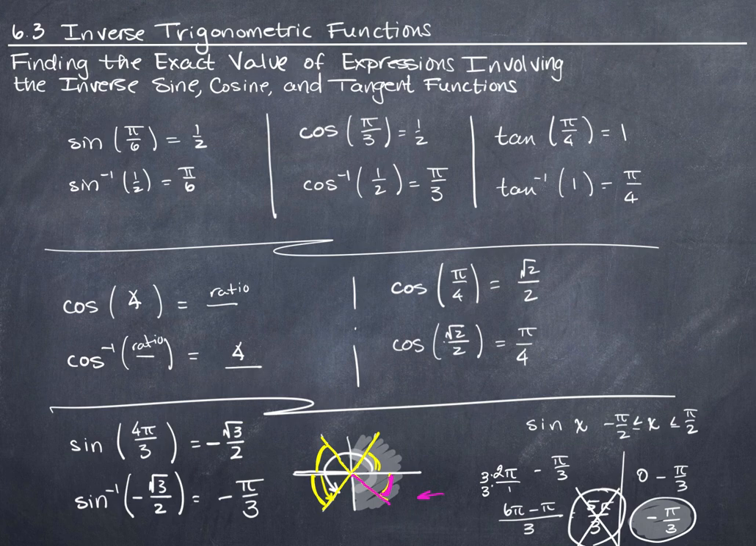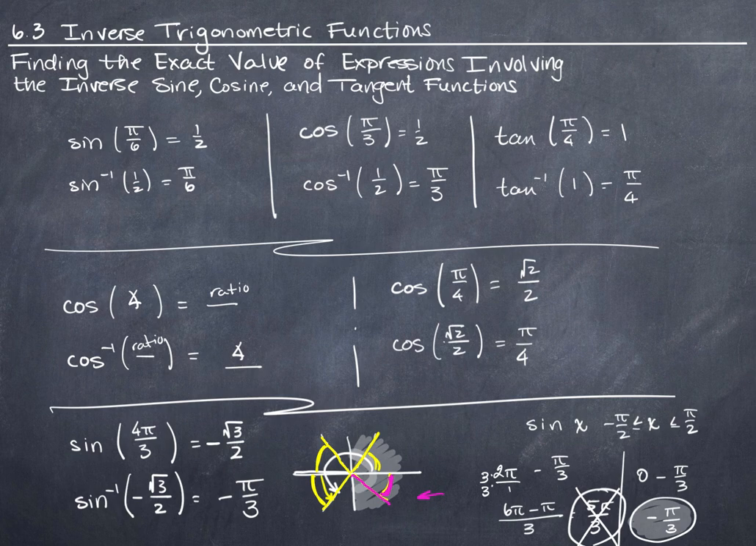Even though x and y are supposed to just change places, it doesn't always work that way. The input value here has to come from this range of values. I can still find the sine of 4 pi over 3. It's right there, negative root 3 over 2. But I can't find the inverse sine of negative root 3 over 2 unless the answer comes from the restricted domain.